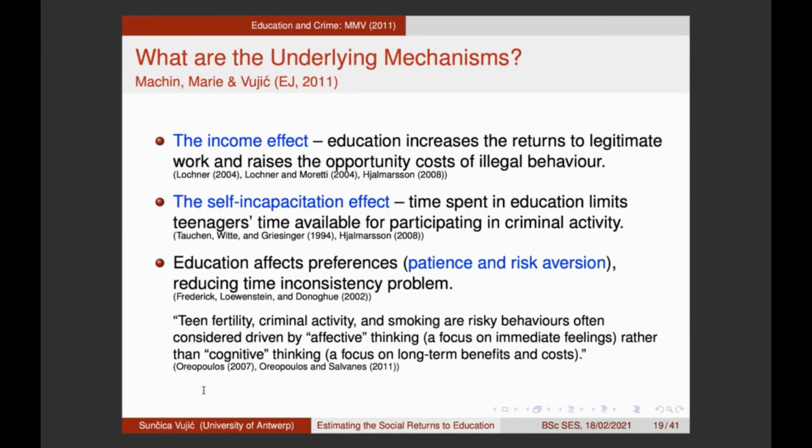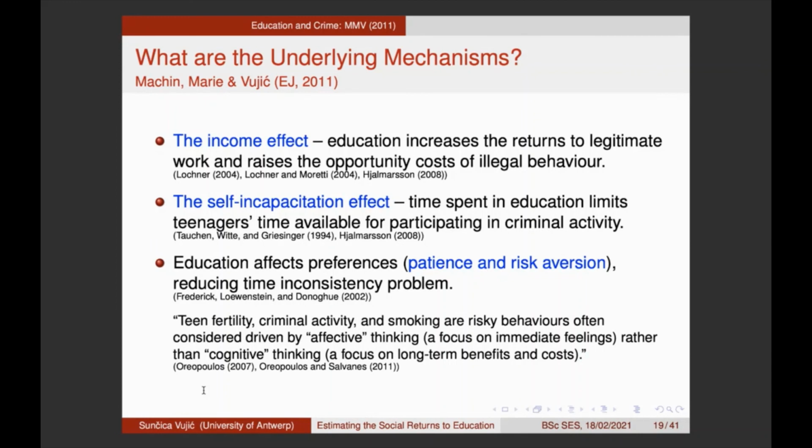So that's one mechanism. The second mechanism is really the self-incapacitation effect. Simply, while you're at school, you can't do other things. And not just crime, but also, because teenage pregnancies might not be a problem in Belgium, but they're a huge problem in the UK in comparison to other European countries, and it has been on the decline, but it's still one of the highest in Europe. So while you're at school, you don't have time to do other things. You don't have time to do crime. You also have other peers. So there is some sort of self-incapacitation effect.